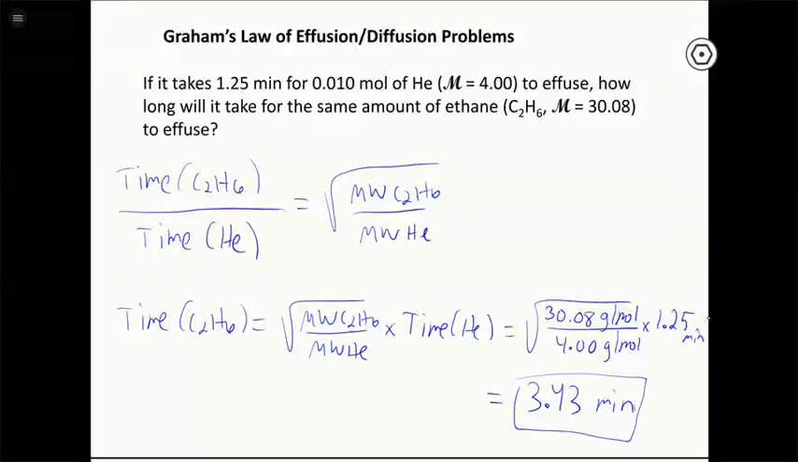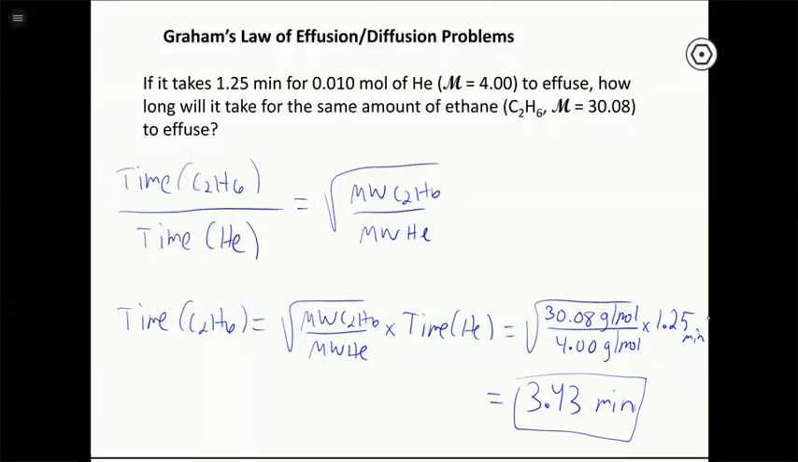If your answer seems counterintuitive, it's probably that you inverted one side of the equation and need to revisit what you did. But in this case, C2H6 is much heavier than helium. It should take a longer time for it to leak out, and our answer is in fact bigger than the time that it took for helium to leak out.